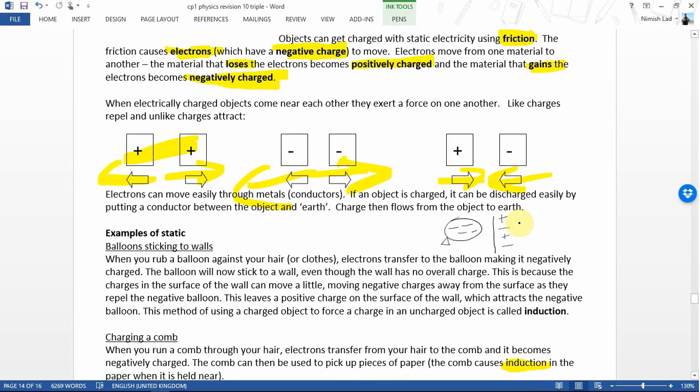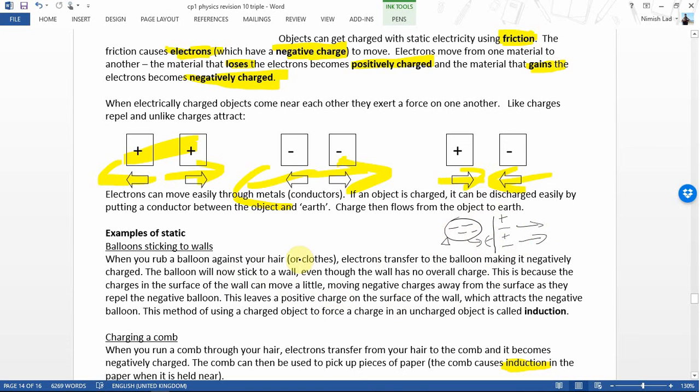I move that balloon now towards the wall. These negatives will repel the negatives in the wall, so they'll go over here. That means I've induced a positive charge on this side of the wall. That attracts the balloon towards it, and therefore they stick together, meaning the balloon sticks to the wall.